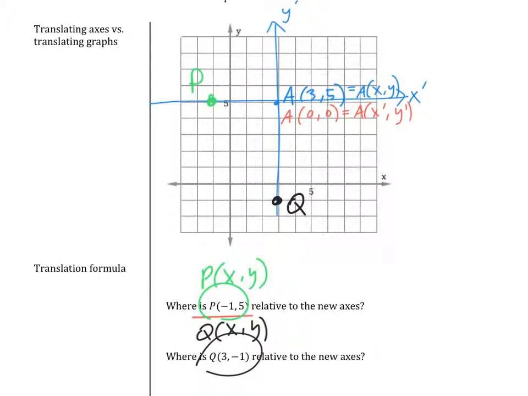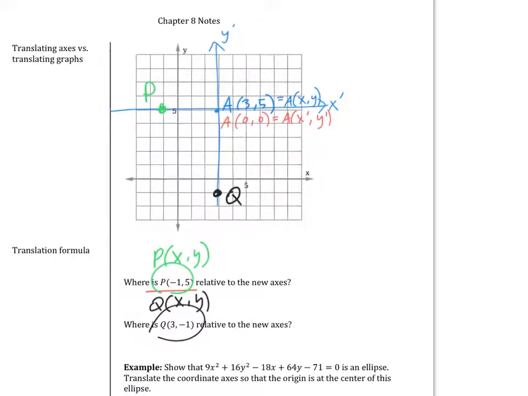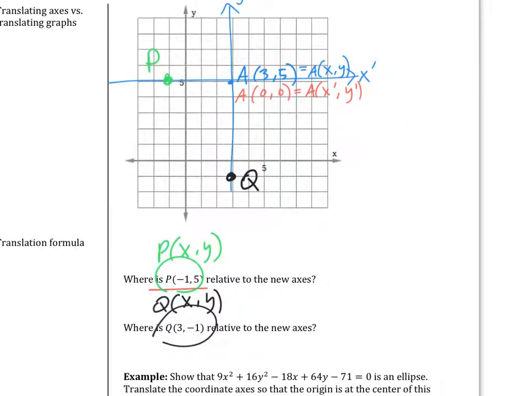Correct. Okay, now what we're going to do is relate the two coordinate systems together in a formula. Instead of drawing it out every time, we can actually just figure this out ourselves. So this is the translation formula. x prime is equal to x minus h, and then y prime is equal to y minus k.